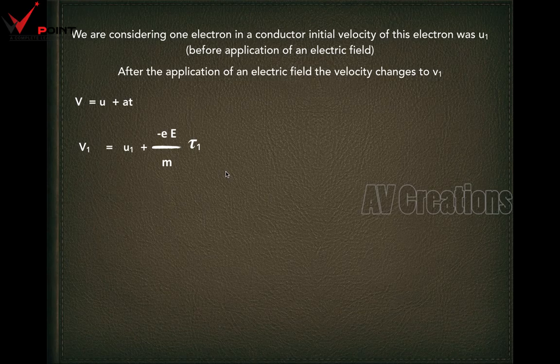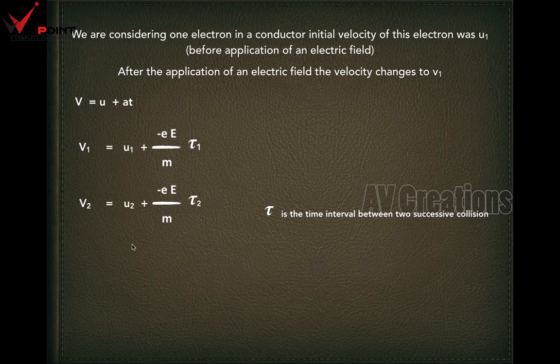Electrons are colliding with atoms, right? So an electron is colliding with the first atom, then colliding with the second atom. In between, the time duration is known as tau. So v1 is equal to u1 plus minus eE by m into tau 1. v2 equal to u2 plus minus eE by m into tau 2. v3 equal to u3 plus minus eE by m into tau 3. Now there are n electrons, up to vn, which equals un plus minus eE by m into tau n.